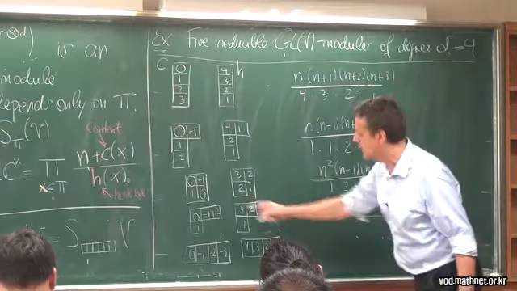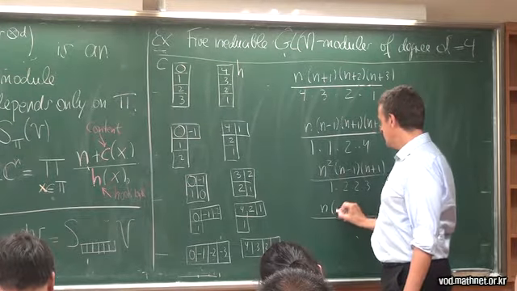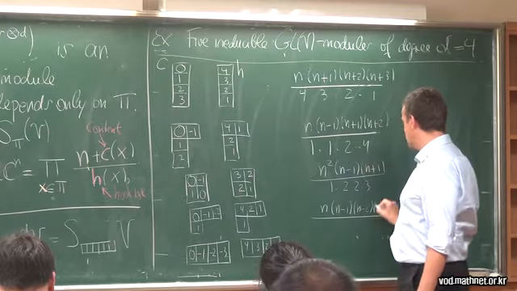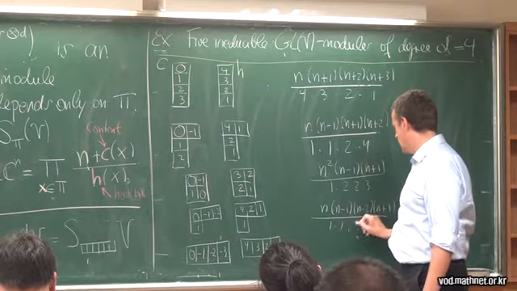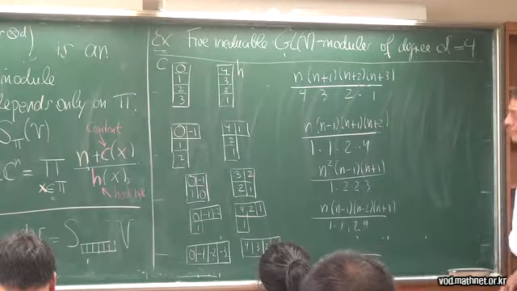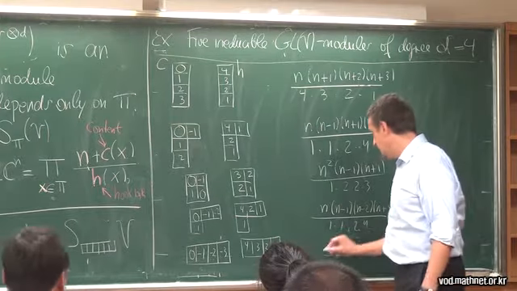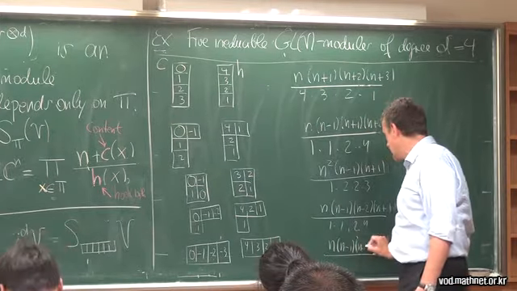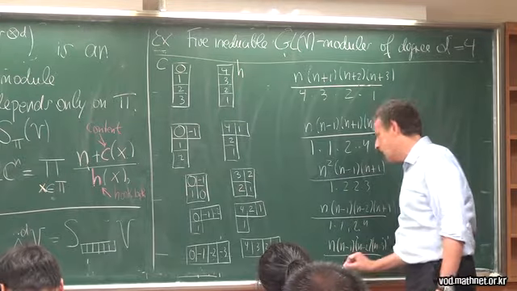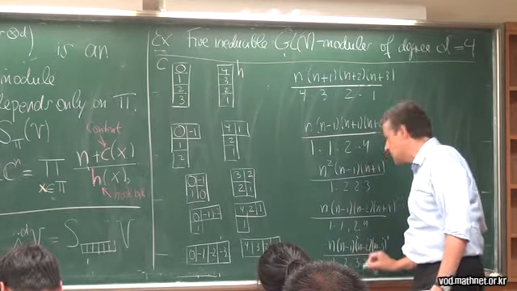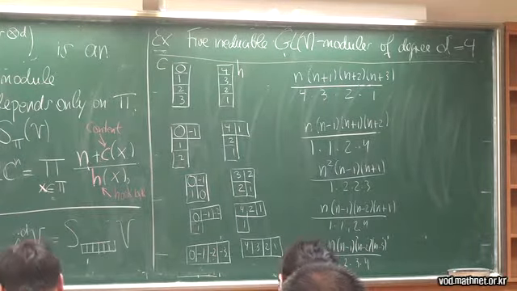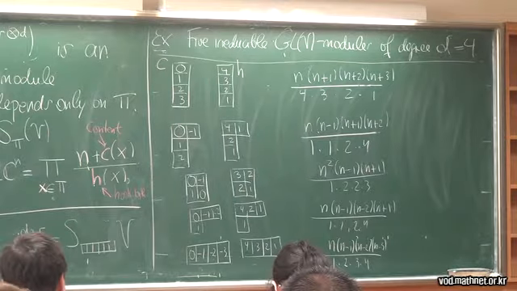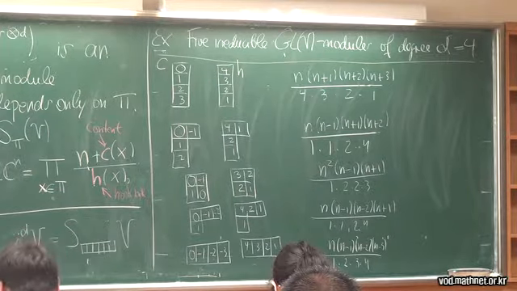2 more to go. Content gives me n times n minus 1 times n minus 2 times n plus 1. Hook lengths give 1 times 1 times 1 times 2 times 4. And finally, for the exterior algebra, I get n times n minus 1 times n minus 2 times n minus 3, over 1 times 2 times 3 times 4. That's the dimension of the 4th graded component of the exterior algebra. That's the number of 4-element subsets in an n-element set, also known as n choose 4.